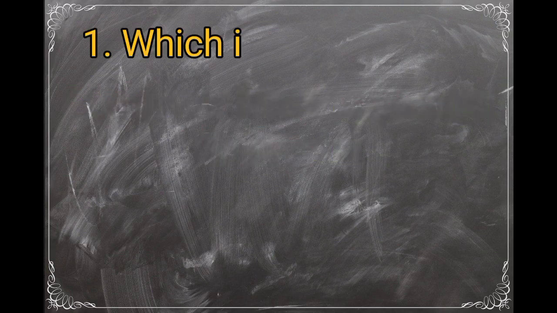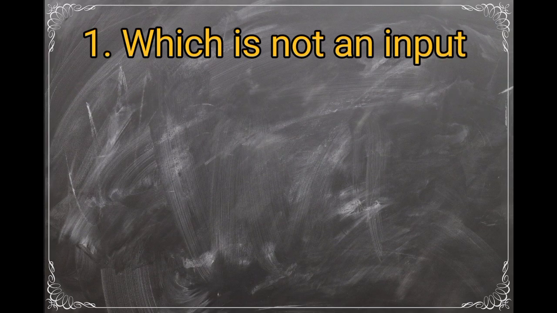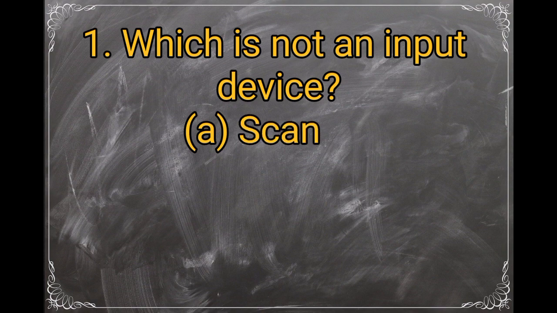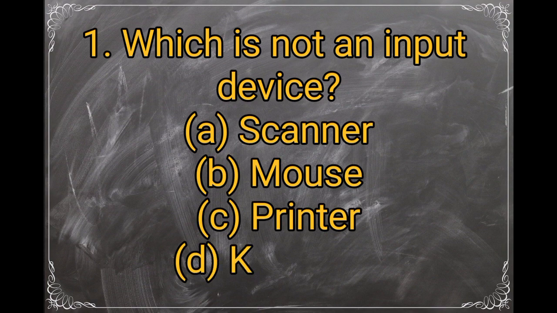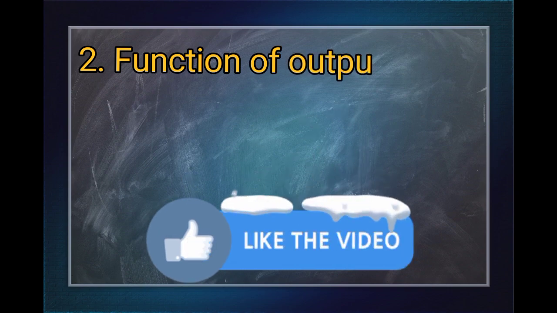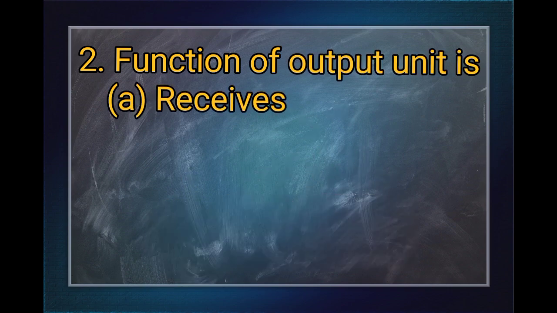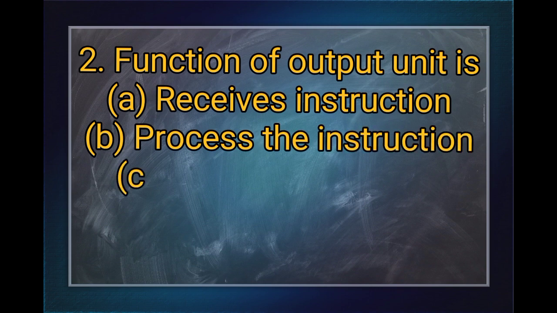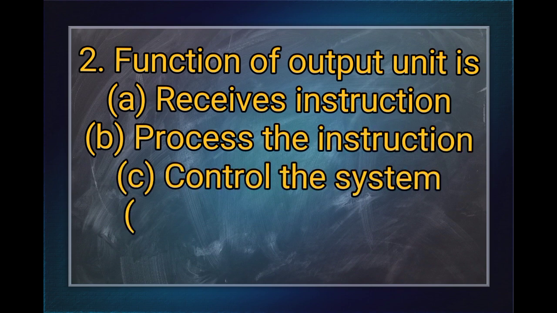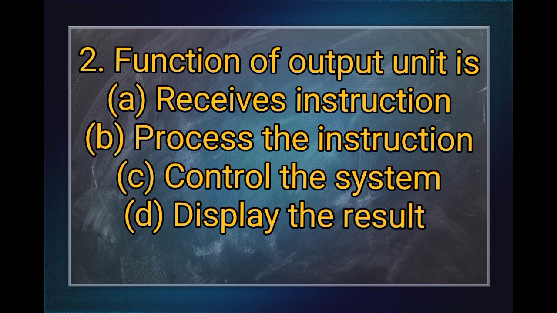1. Which is not an input device? A. Scanner. B. Mouse. C. Printer. D. Keyboard. Answer: printer. 2. Function of output unit is: A. Receives instruction. B. Process the instruction. C. Control the system. D. Display the result. Answer: display the result.